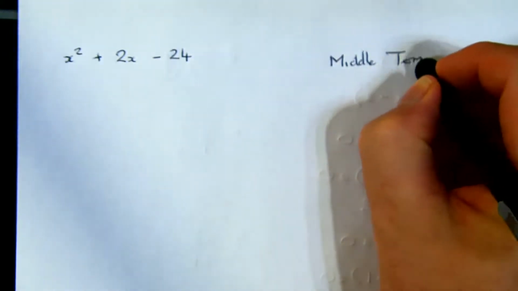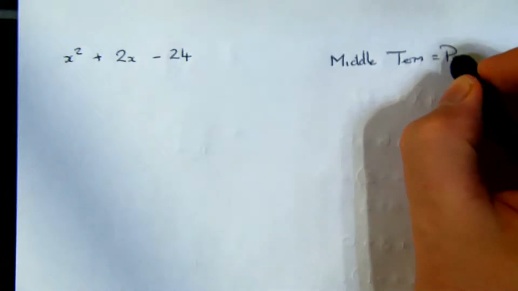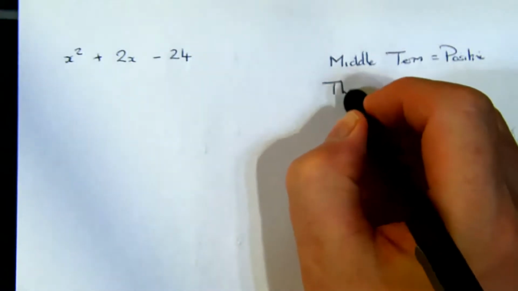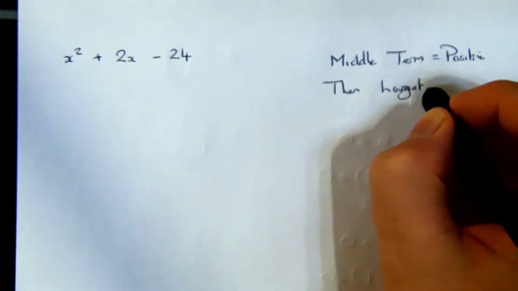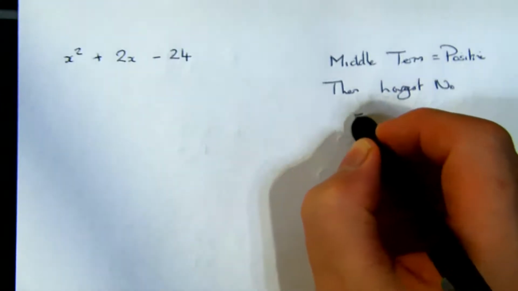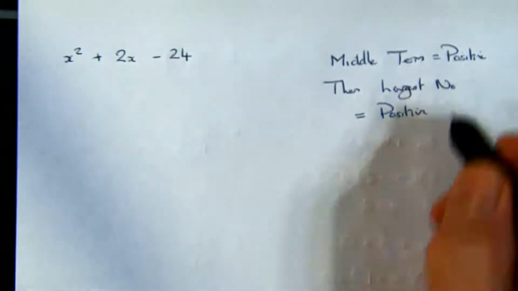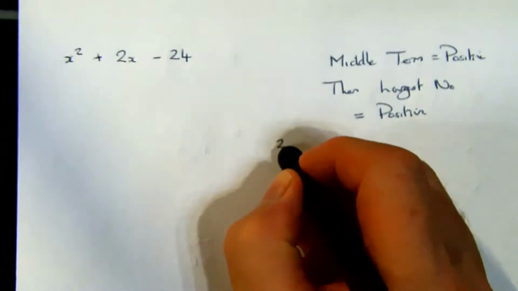So our middle term here is positive. If it is, then our largest number must be positive. Let's work out our factors.